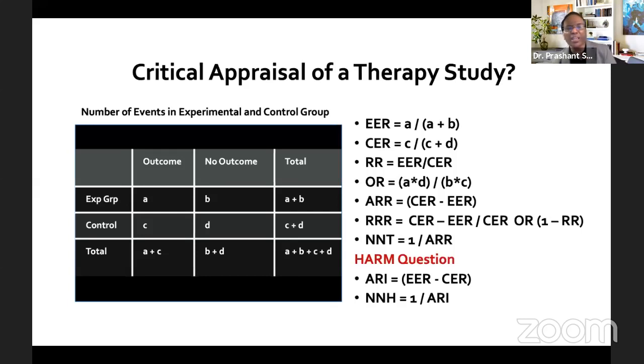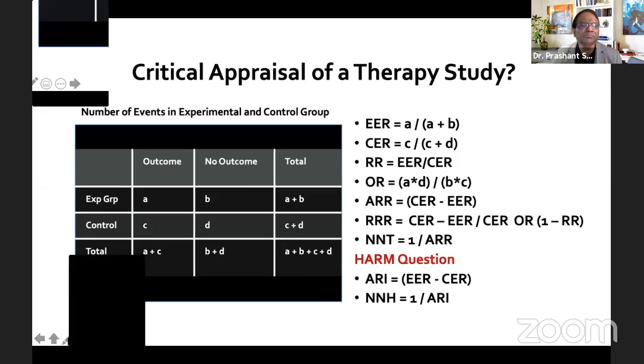We can use these cells to calculate the different risk measures. So EER, the experimental group event rate, will be A divided by A plus B, where A plus B is the total number in that group.